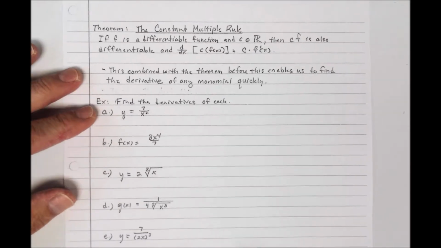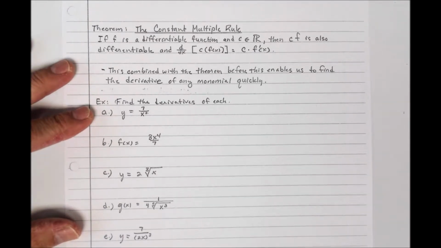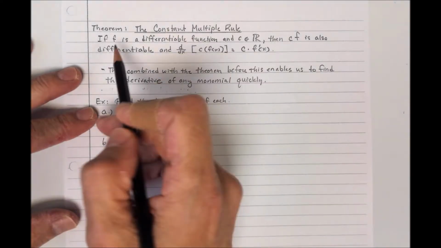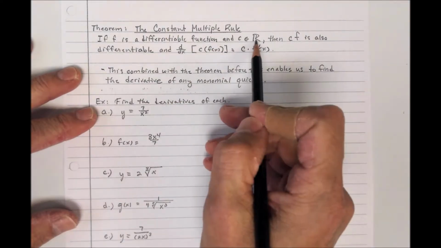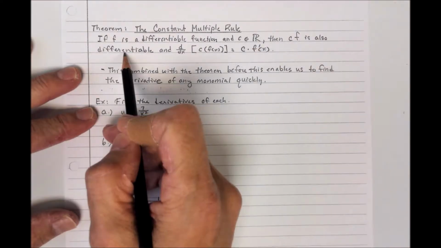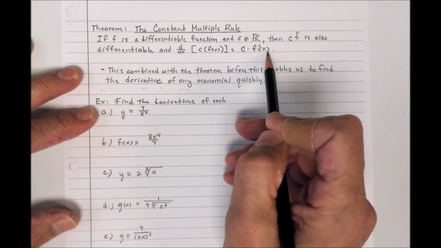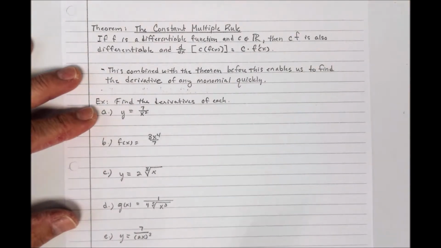So those two rules, the constant rule and the power rule, very important, especially the power rule, because we deal with so many polynomials. Now, to help us to get to a polynomial, we need some more rules. So that's what this section is on. First off, the constant multiple rule. If you multiply by a constant, if f is a differentiable function and c is a real number, then c times f is also differentiable, and the derivative of c times f of x is c times the derivative of f of x. So you just multiply the constant times the derivative.